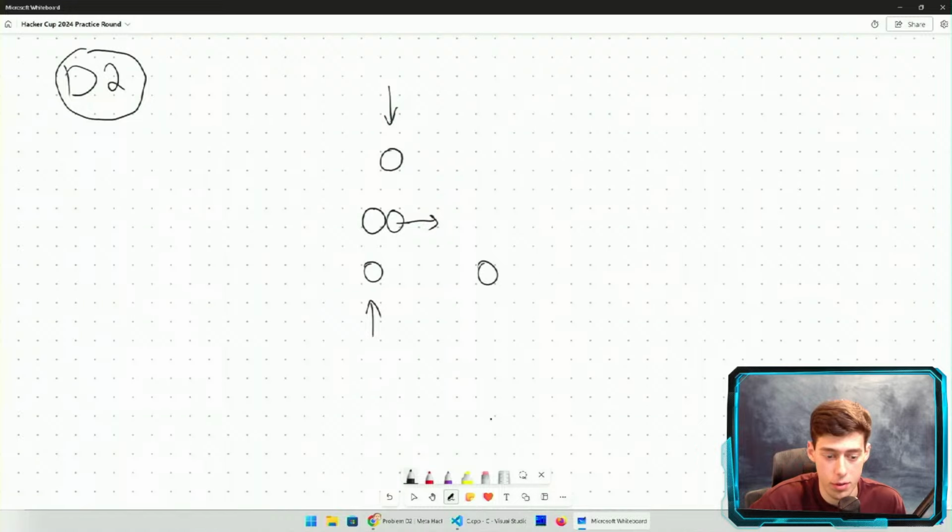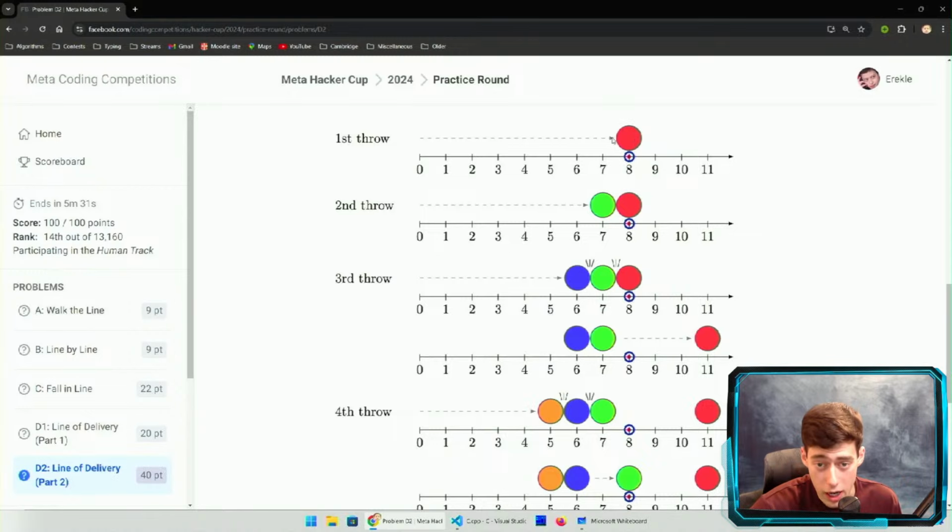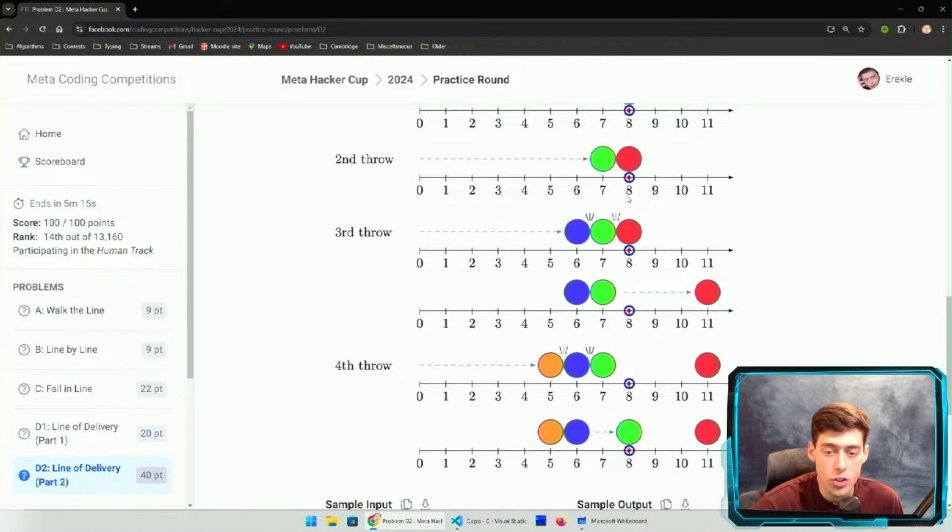So let's look at the example they have on here. The first stone is thrown with energy 8, and it stops at position 8. So that still works the same way. The second one is thrown with energy 7, actually, so it stops right before it. Nothing happens. They're stationary. But then the third stone is thrown with energy 9. And the third stone obviously hits these two. So the third one, this blue one, transfers its energy to the second stone and stops itself at position 6, just before the second one.